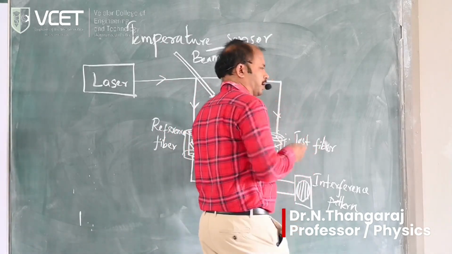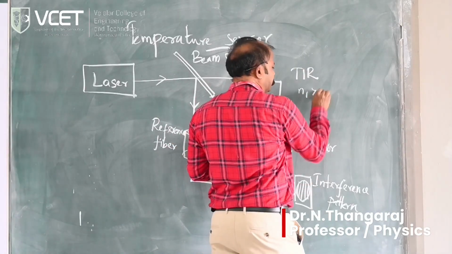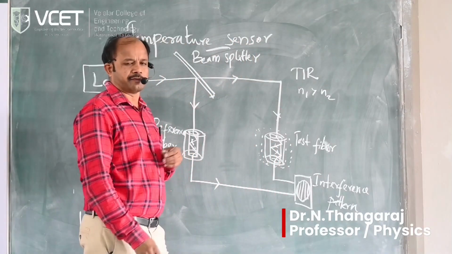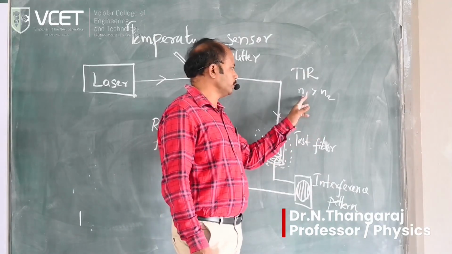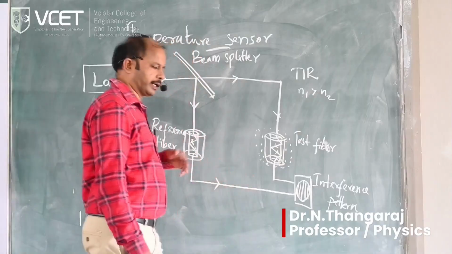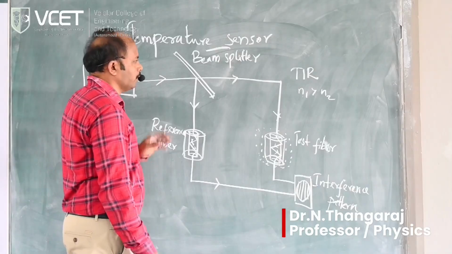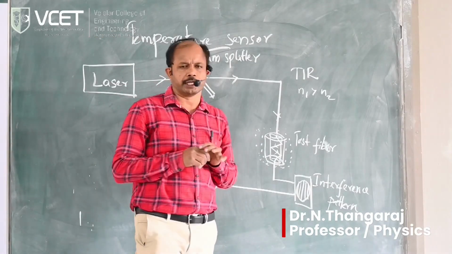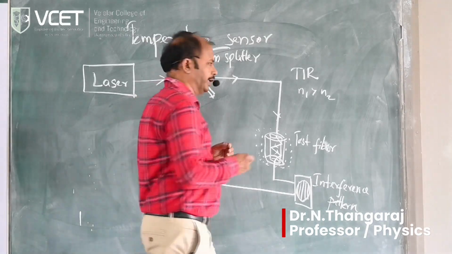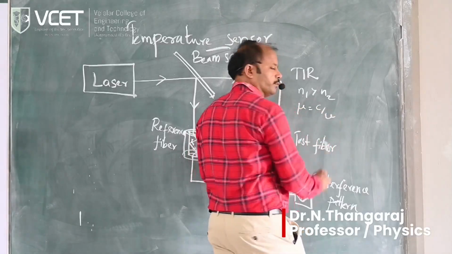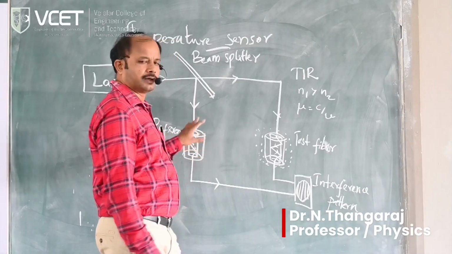The basic principle is total internal reflection. The condition for total internal reflection is n1 is greater than n2. What is n1? The refractive index of the core. What is n2? The refractive index of the cladding. Here, n1 is greater than n2. Then only you can get total internal reflection. That is the basic principle of optical fiber. What is meant by refractive index? Does anyone know? It is the velocity of light in vacuum to the velocity of light in the medium, mu equals c by v. n1 is the refractive index of the core and n2 is the refractive index of the cladding.